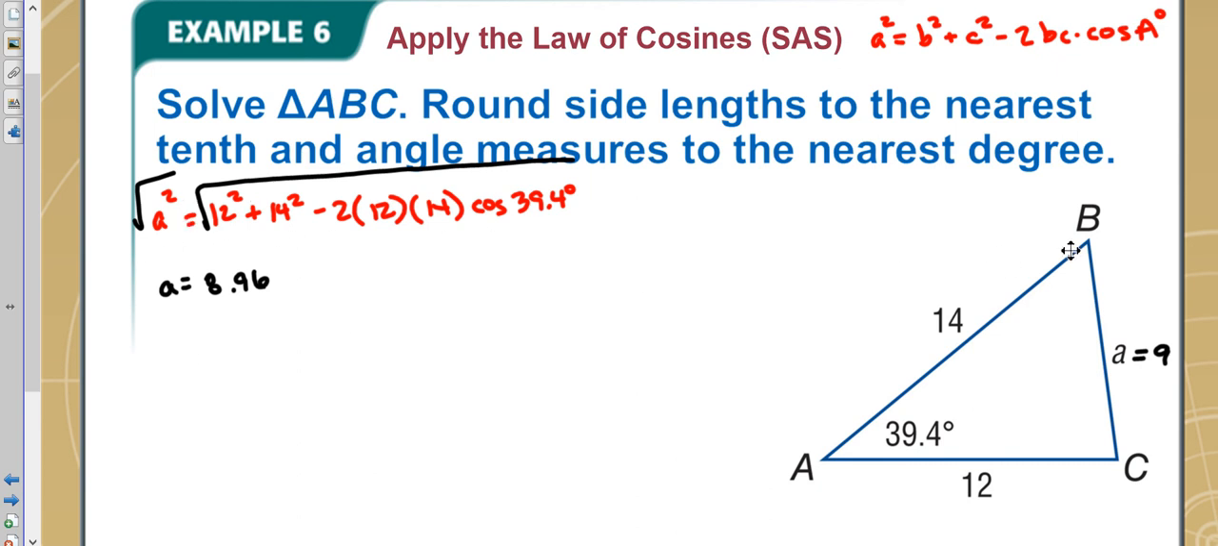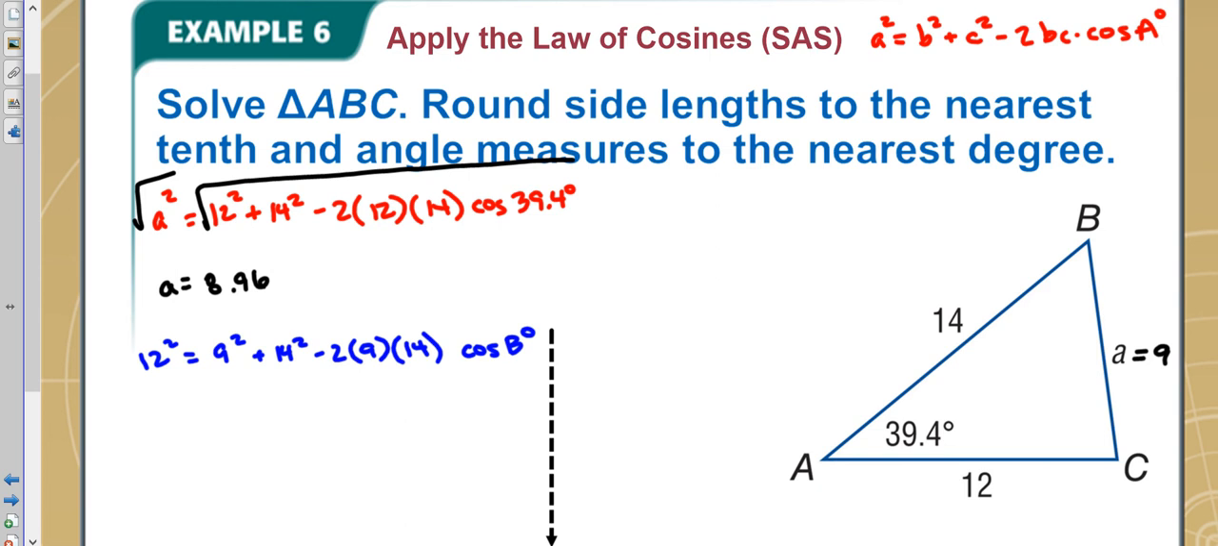So if I wanted to find angle B, I could say B squared, which is 12 squared, equals A squared, which we just said is 9, plus C squared, which is 14 squared, minus 2 times A times C times the cosine of B. Now we could use this formula to solve for B, or again, I'll probably just do it twice here, we could also use law of sines and say that sine of 39.4 degrees over A, which we got as 9, should equal sine of B over 12.